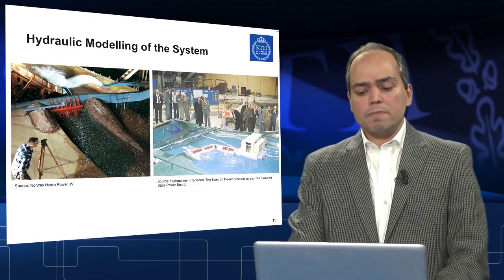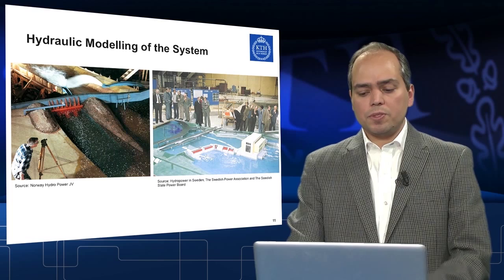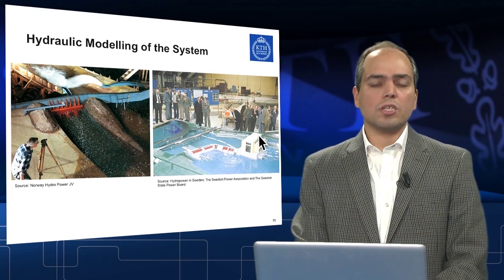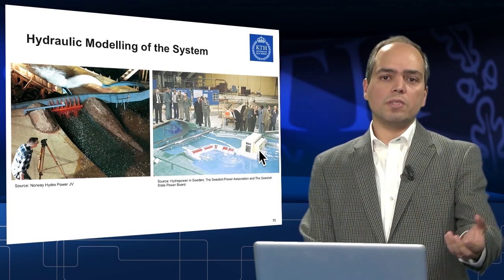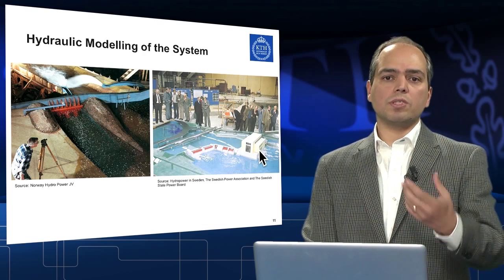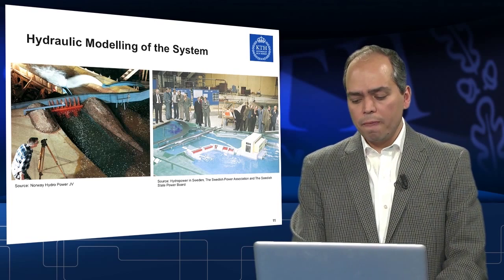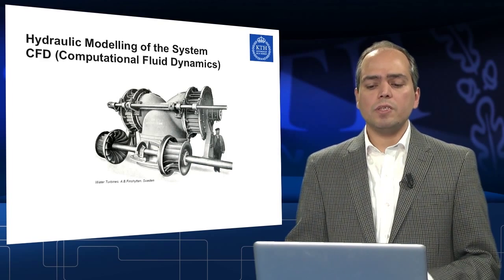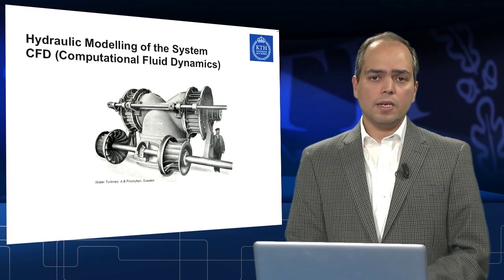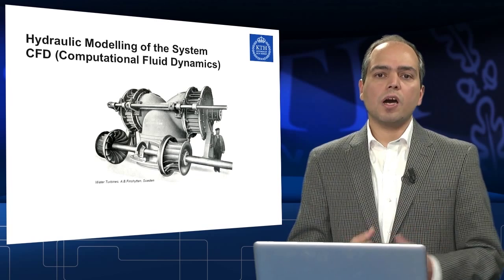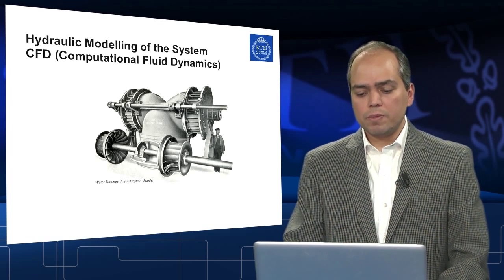Nowadays, you could see here some other examples, for example, how making a huge structure on a river could impact the downstream flow regimes, the downstream side of the power plant. But nowadays, CFD, or computational fluid dynamics, is very popular in order to make that sort of hydraulic modelings.